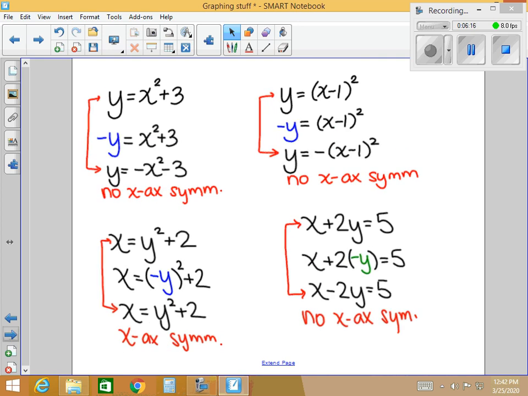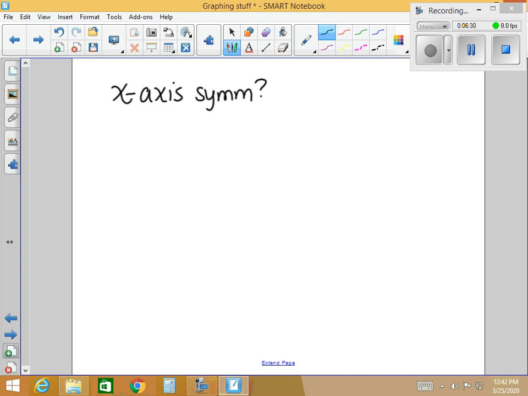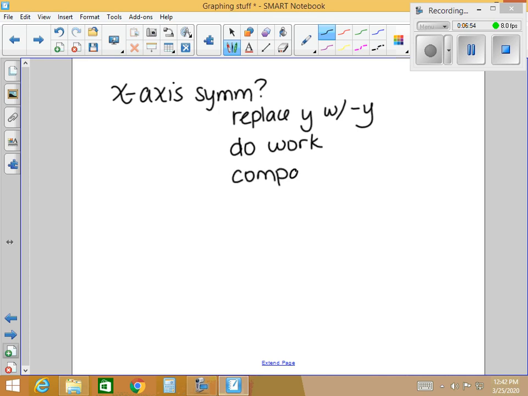If I'm checking for x-axis symmetry, then we're going to do the opposite. We're going to replace y with negative y. Every time that it happens, if there's a y squared, I'm squaring the negative y. If there's a plus 3y, I have plus 3 times negative y. But every y turns into negative y. Then we're going to do the work. And then we're going to compare it to the original.